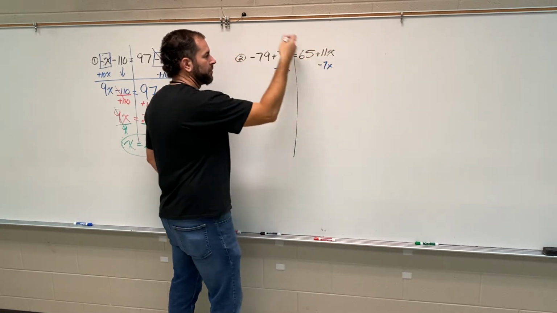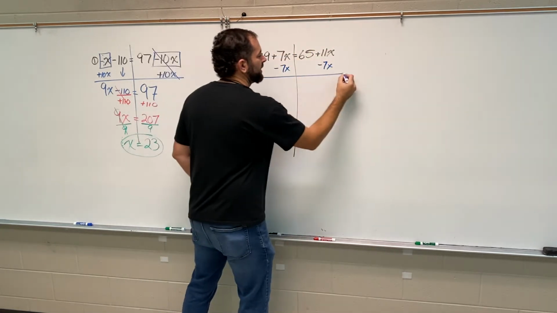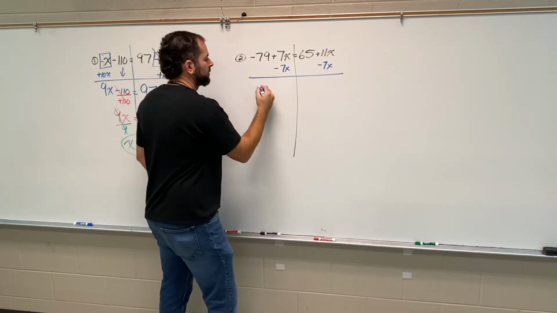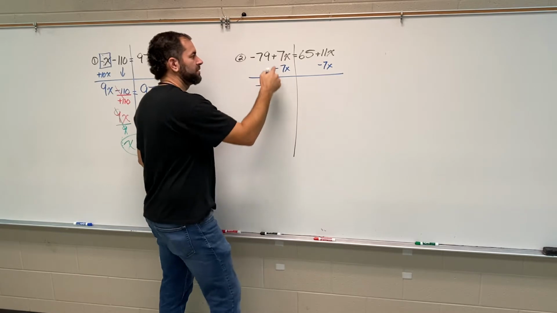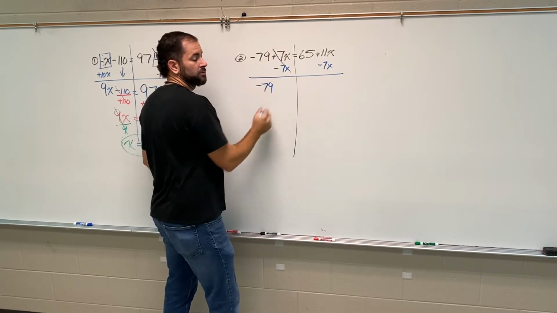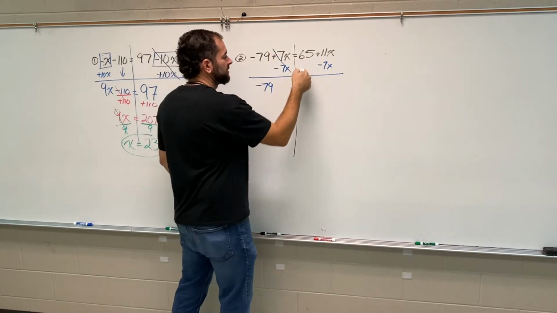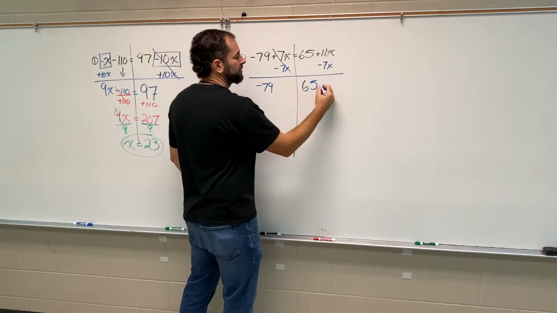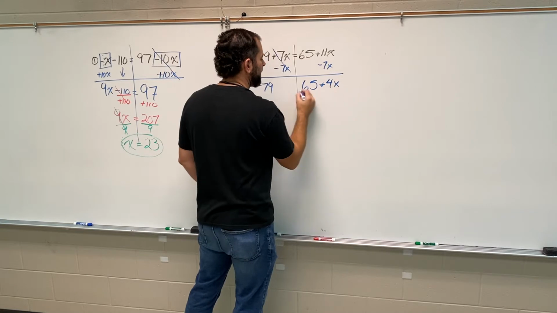All right? Line them up so that way you can understand what's happening here. So I have negative 79, nothing happened there, so I'm going to bring it down. 7x minus 7x cancels, becomes 0. 65, I'm going to bring it down. And then 11x minus 7x is positive 4x.